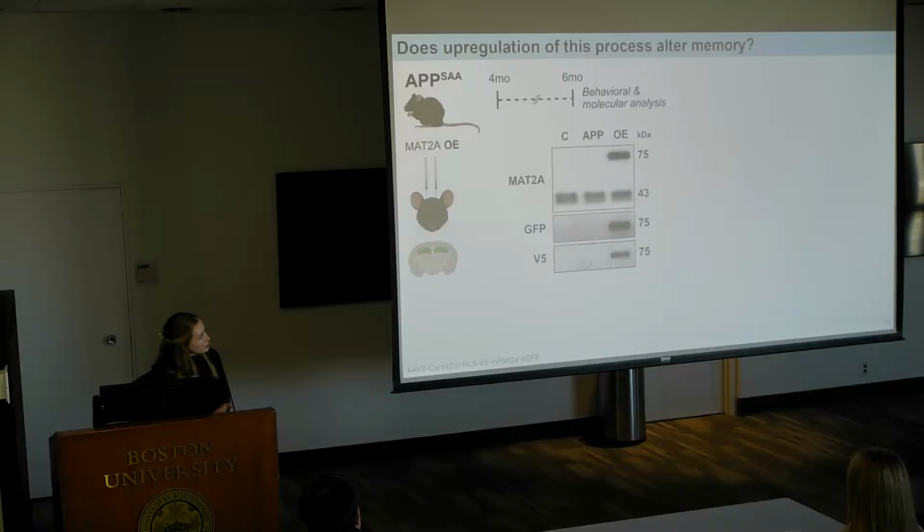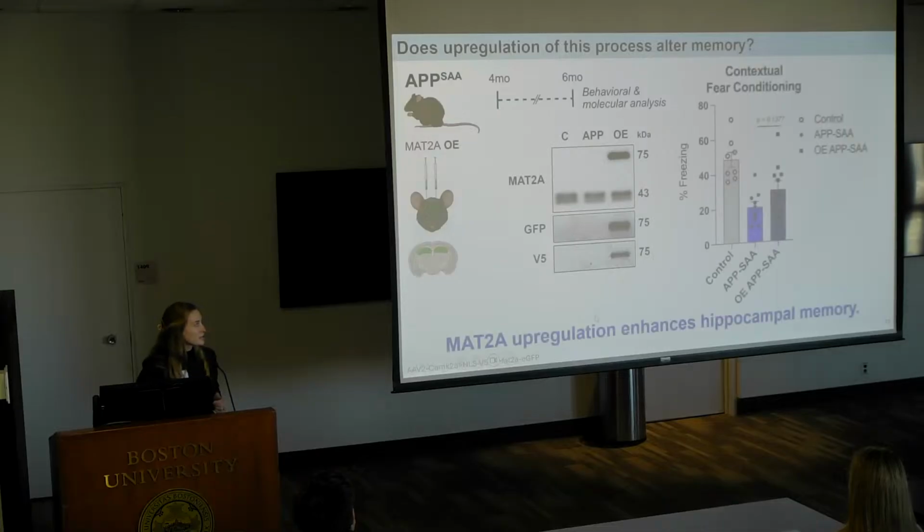We got great overexpression in these animals. You can see the endogenous MAT2A band here, as well as that strong overexpression there. It's just a little bit heavier because of our GFP and V5 tags. And then we also see an enhancement of freezing behavior in these mice when compared to the APP-SA non-surgerized controls. We're actively adding animals to this analysis, but I'm very hopeful.